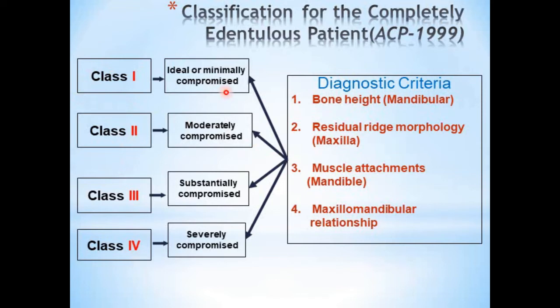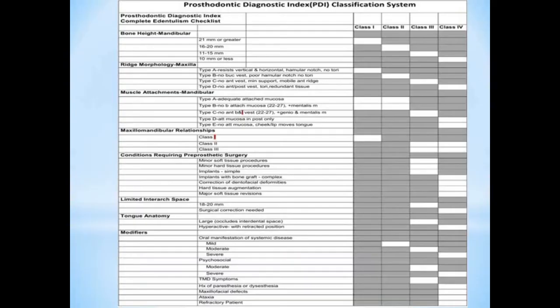Class 1, ideal or minimally compromised. Class 2 is moderately compromised. Class 3, substantially compromised, and class 4, severely compromised. So let us see the features of each of these classes. So this is the prosthodontic diagnostic index classification system checklist. So you can see here the first 4 criteria, the bone height, the maxillary ridge morphology, muscle attachment, and maxillomandibular relationship. And based on this, you have to tick mark which class it falls into.